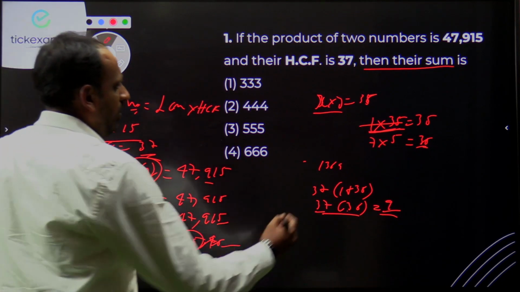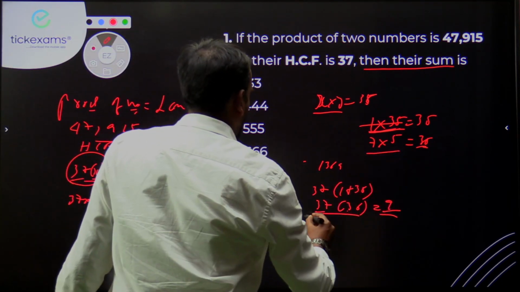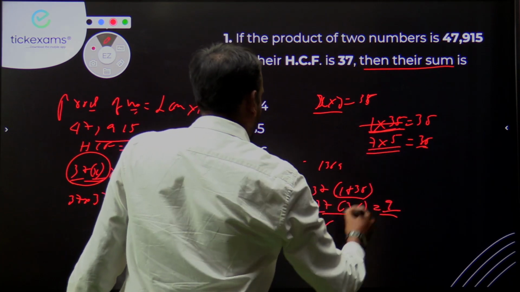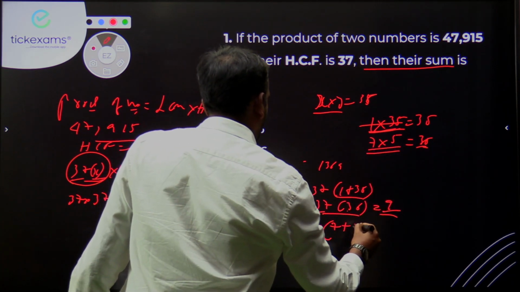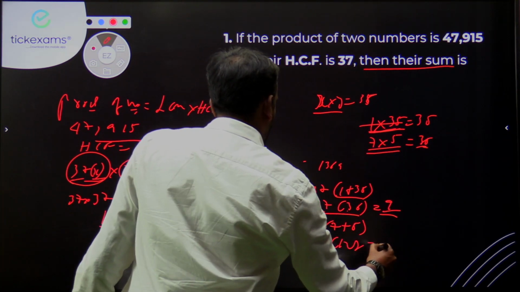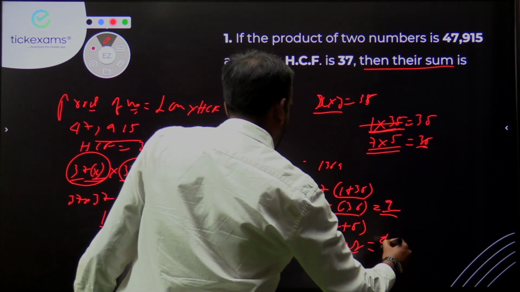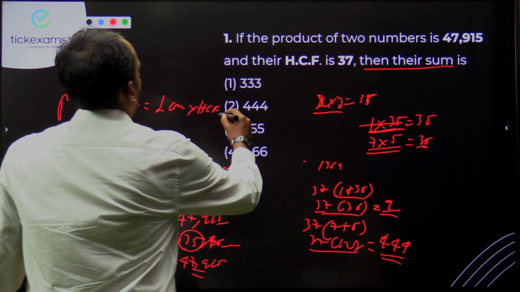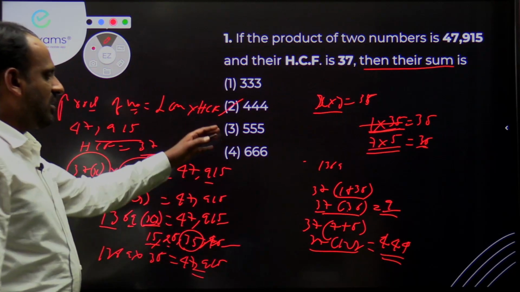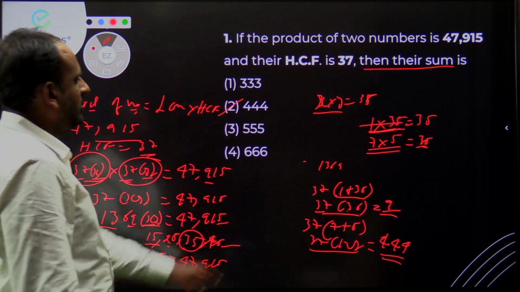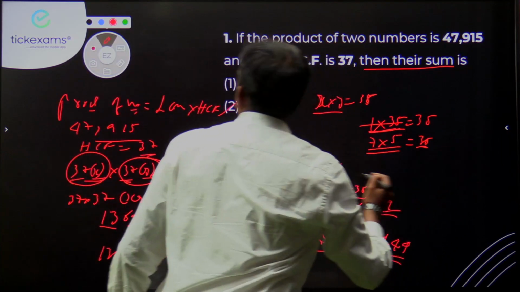Instead, we will go with the next option. So we will go with 37 into 7 plus 5. We'll try this 7 plus 5. So 37 into 12 will give us 444, which is option 2. That is, the answer is 444. That is the final answer we got here.